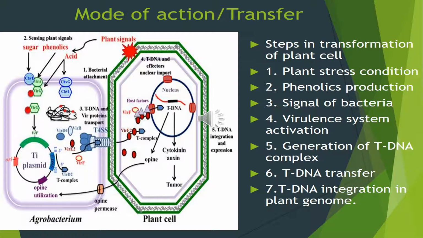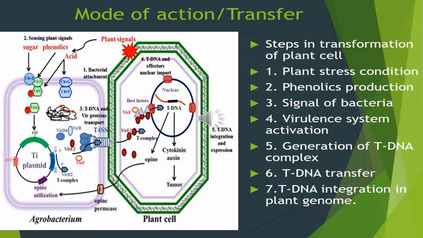The next step is signal to the bacteria. So, the signal is transferred in the form of phenolics, and those phenolics are termed a ligand for the VirA and VirG genes that are present as a receptor inside the bacteria. The fourth point is the virulence system activation. That means the transcription of all the Vir genes will take place, regulated by the VirA and VirG genes.